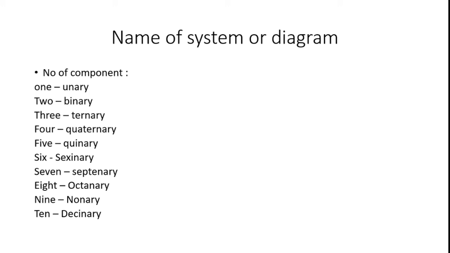So if we mix one, two or more components with each other, say two components, and I want to study a two component diagram, that diagram is called a binary diagram. If I want to study three components, that diagram is known as a ternary diagram. Likewise, the name of the system can be classified by the number of components available in the phase diagram study.